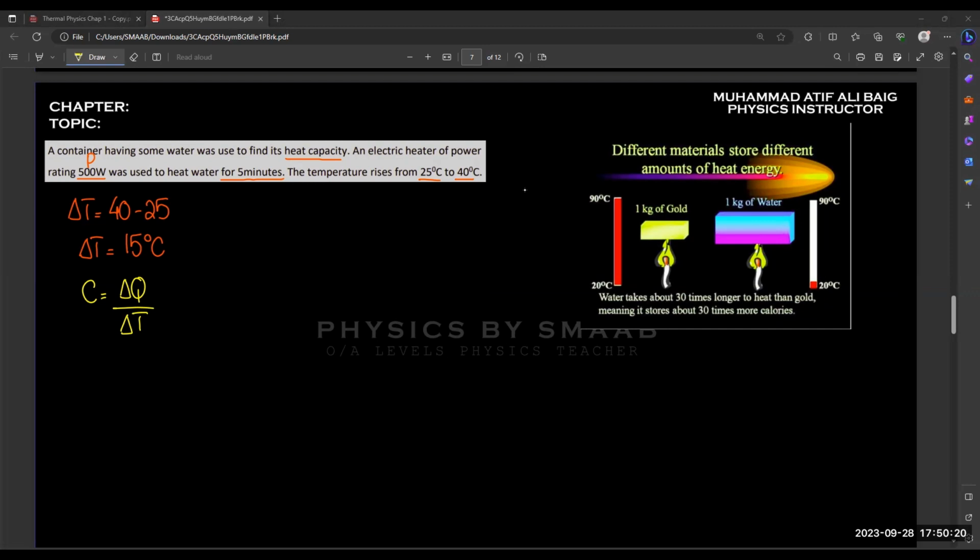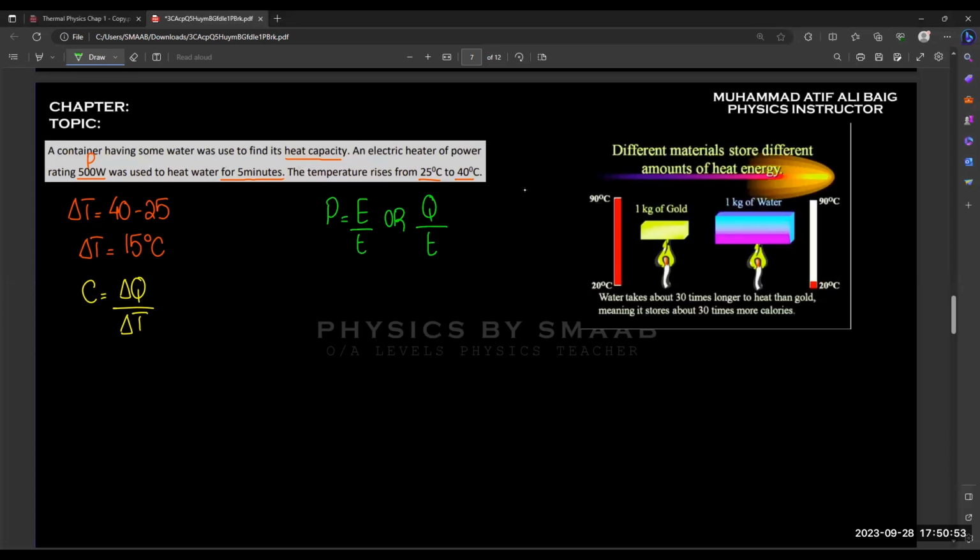Is it 500 watts multiplied by the time in seconds? Yes. So basically, you know that a rate of change of work done, or rate of doing work, or rate of change of energy with respect to time is known as power. So we have to use the formula of power. Or we can write Q over T, right?